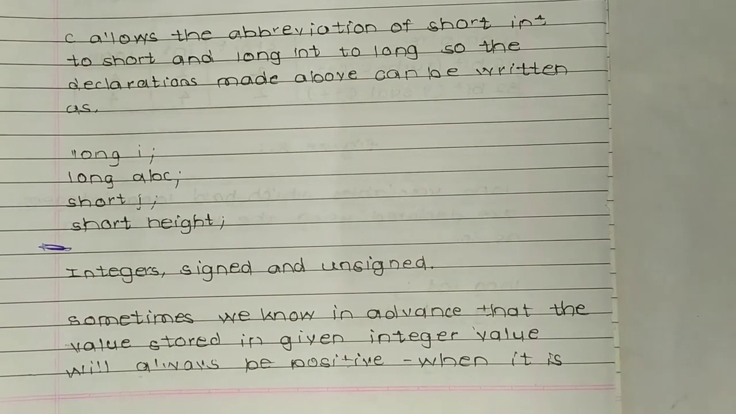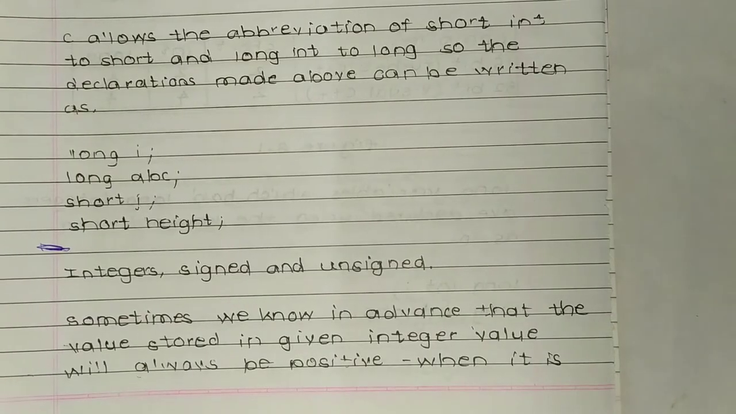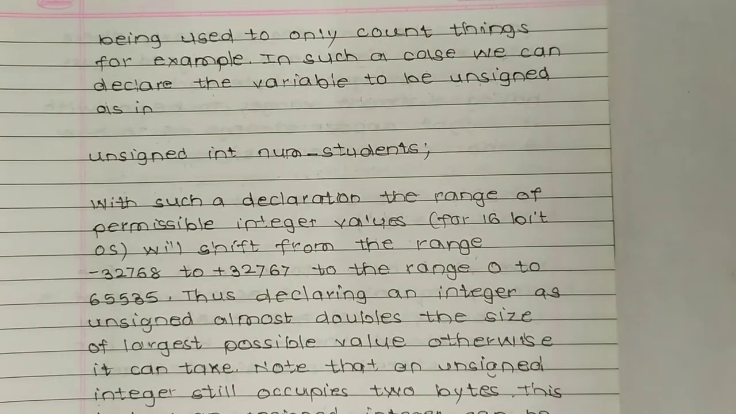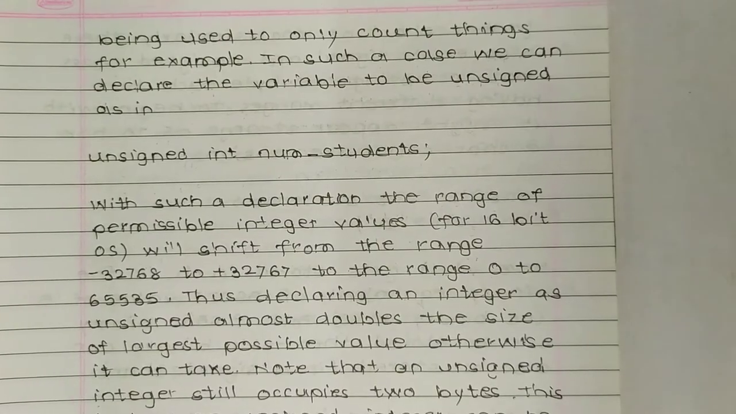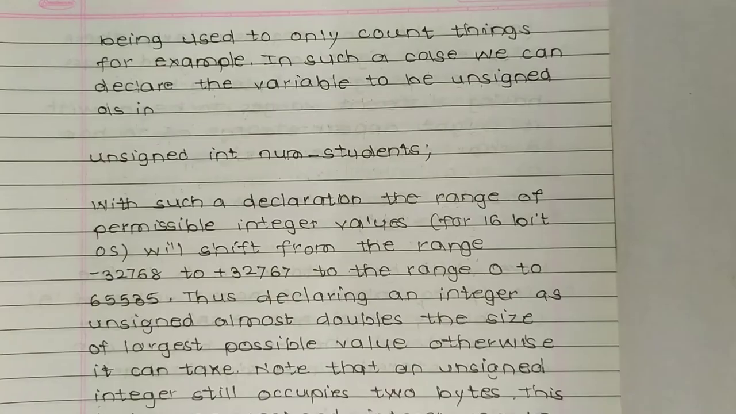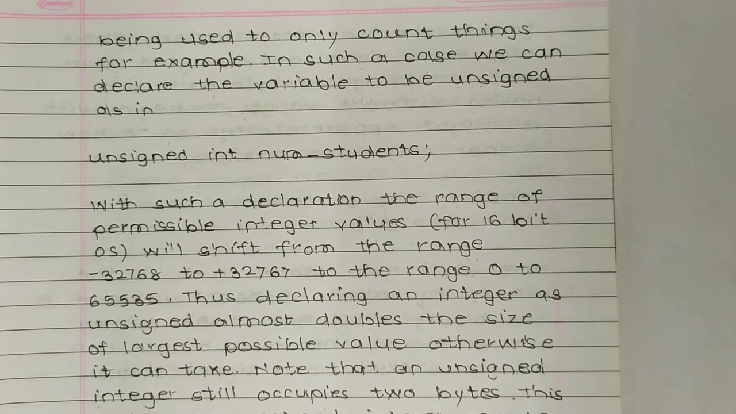Integers, signed and unsigned. Sometimes we know in advance that the value stored in a given integer variable will always be positive, being used only to count things, for example. In such a case we can declare the variable to be unsigned, as in unsigned int num_students. So we can declare a variable as signed or unsigned.